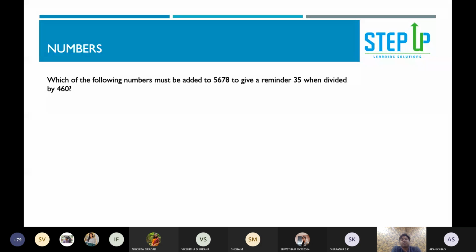Okay, another kind of question. I didn't give the options to you guys. What is the smallest number that must be added to 5678 to give a remainder 35 when divided by 460?